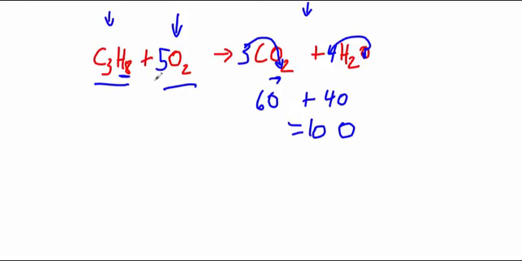So 1 molecule of propane will react with 5 molecules of oxygen to produce 3 molecules of carbon dioxide and 4 molecules of water. So when the same element appears in 2 different compounds, sometimes that can be tricky. Just keep track of it. It's not too bad.